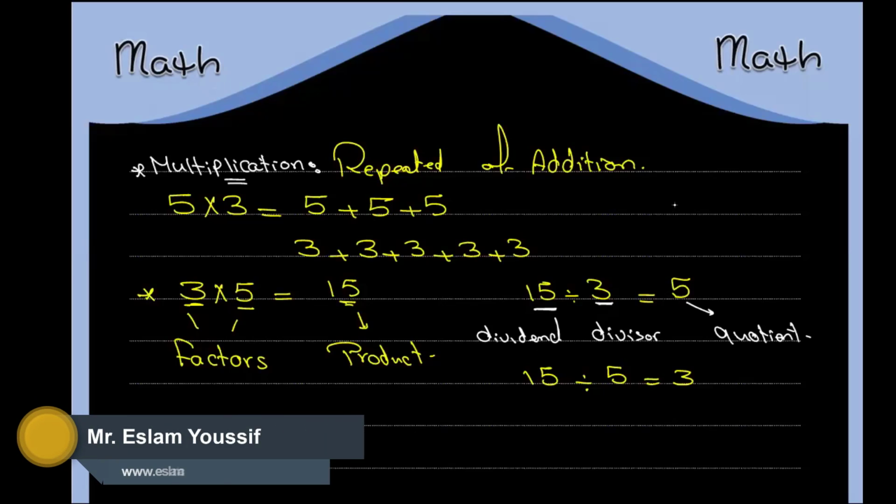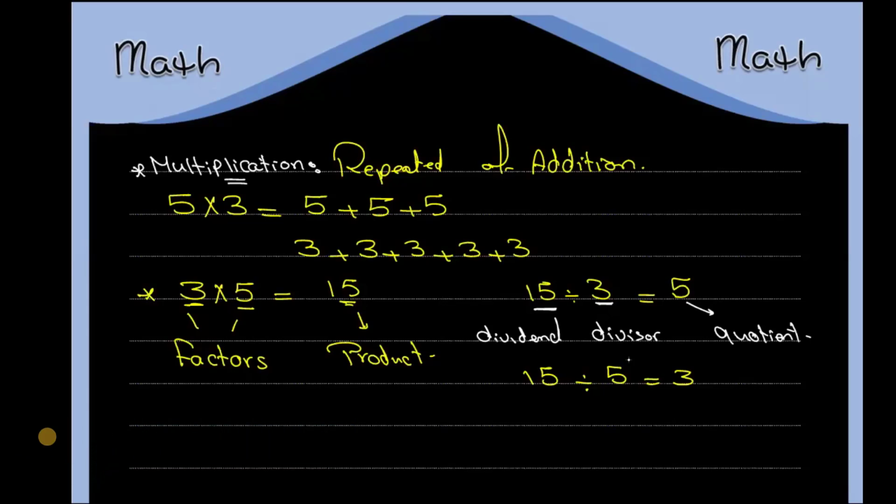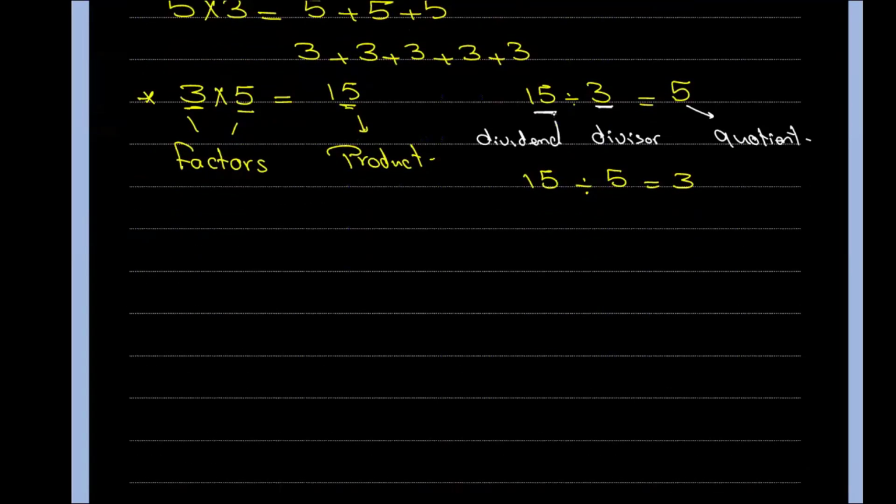Muhammad Hisham, what's your question? Teacher, how did you find the answer of 15 divided by 3? What is the number that, if I multiply it by 3, the answer is 15? To find the answer for division, 3 times what equals 15? You have to know the timetable. 3 times 5. If you know the timetable, you can solve it. Yes, I know it.